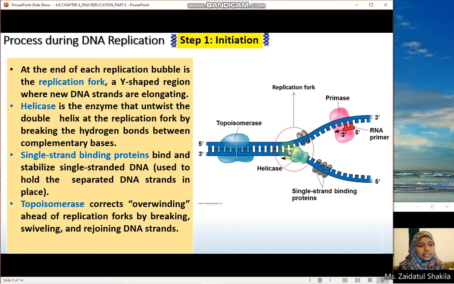Helicase is the enzyme that untwists the double helix at the replication fork by breaking the hydrogen bonds between complementary bases. Then single-strand binding proteins bind and stabilize the single-stranded DNA, holding the separated DNA strands in place. Then the topoisomerase enzyme corrects the overwinding ahead of the replication fork by breaking, swiveling, and rejoining the DNA strand. That is the initiation step.